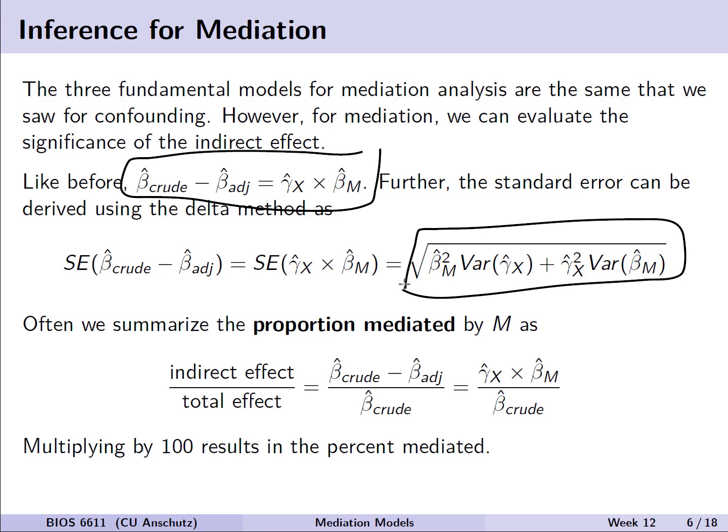Oftentimes, though, we actually are interested in summarizing the proportion or the percentage mediated by our variable M, and we do so by taking a ratio of the indirect effect divided by the total effect we measure. Here for that total effect, we divide by beta hat crude, and we can use either of those two definitions for the indirect effect calculation. If we then multiply that by 100, we have a percent mediated instead of the proportion.